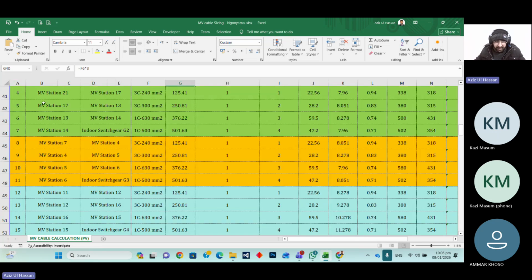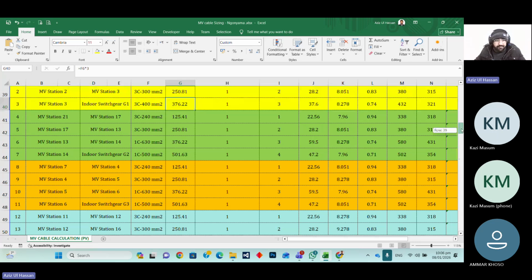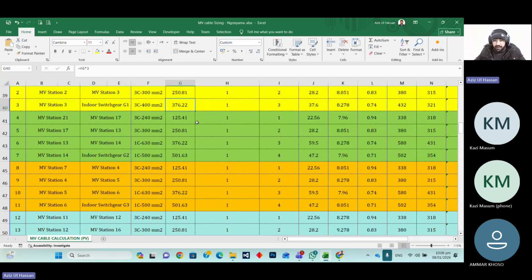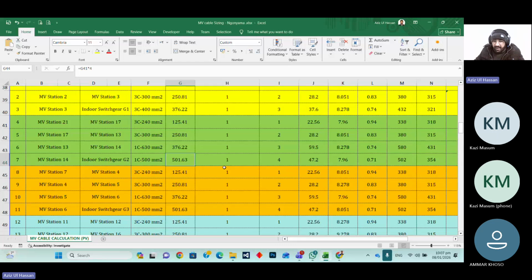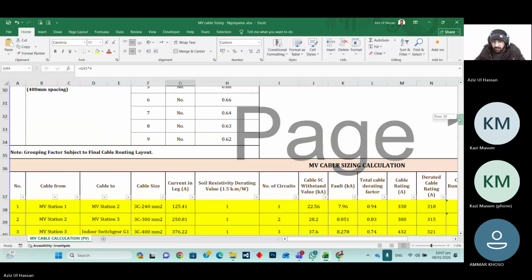In green you can see that we have MV station 21 to 17. It is 125. From 17 to 13 it should be a multiple of 2. And then 13 to 14 becomes a multiple of 3. And then 14 to the indoor switchgear, again a fourth transformer will be added, so here we have to apply a multiple of 4. So how we will calculate this current? That is the process.